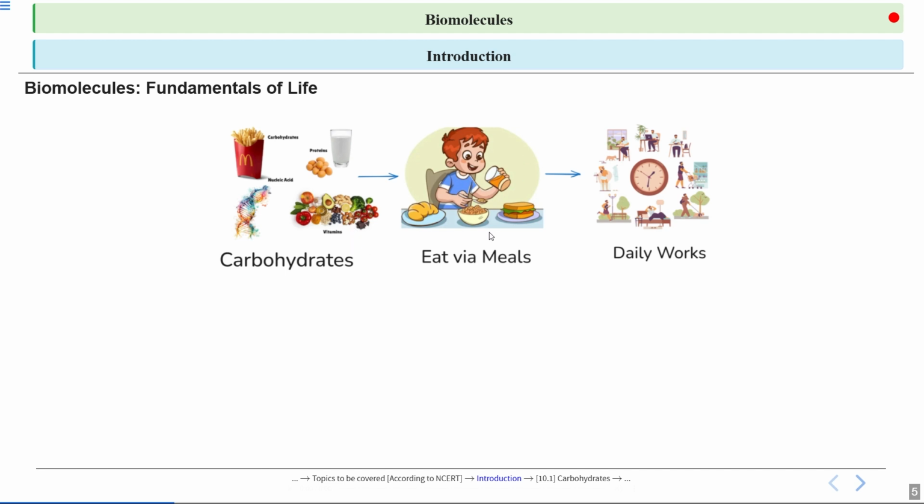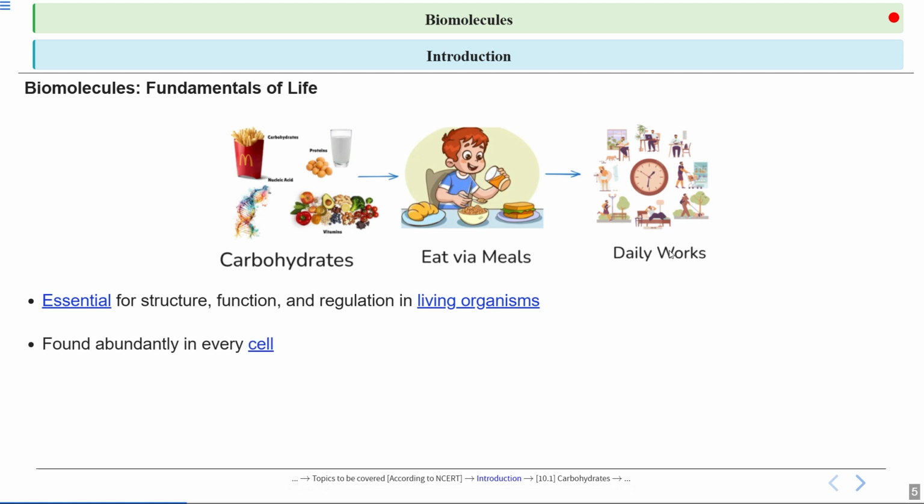So we eat all these carbs, vitamins, proteins via meals. Then we get the energy to do our daily work. So I can say that biomolecules are basic components of life. Okay, they form the structure of cells and tissues and carry out functions like catalysis, transport, storage, and they help in regulation of biological processes.